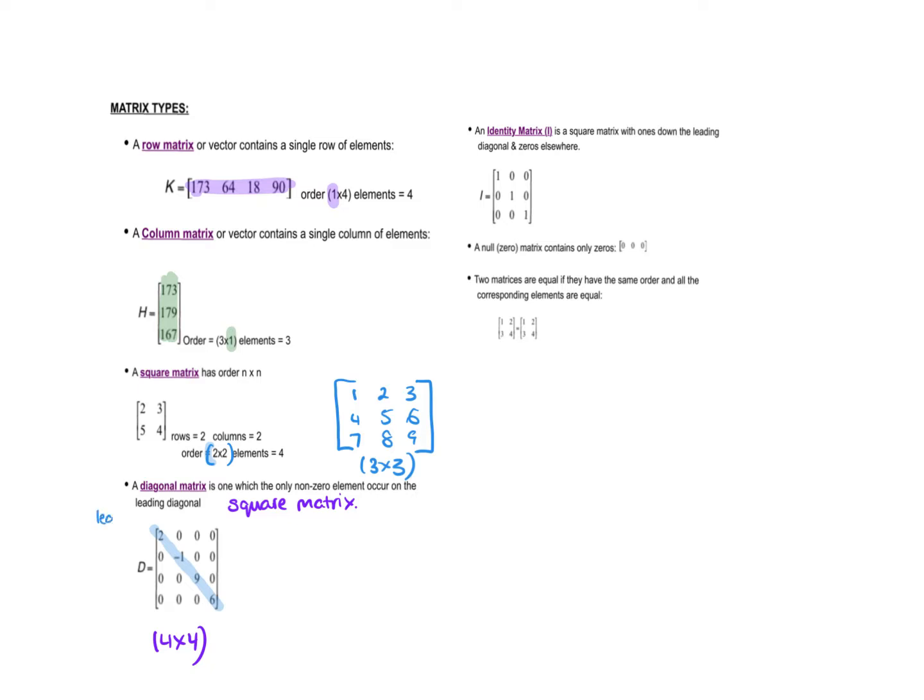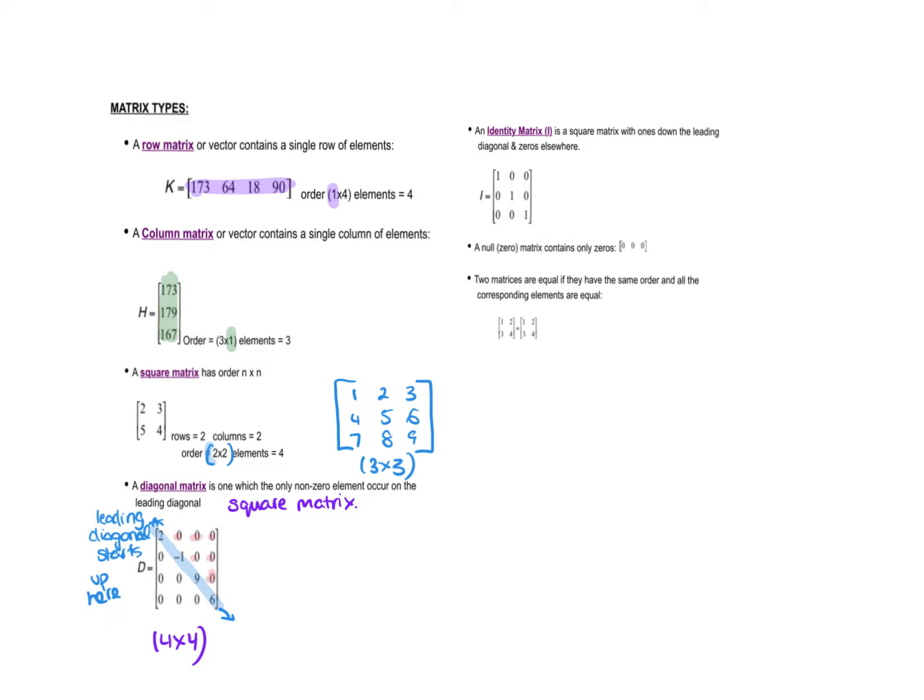Now the leading diagonal must start up here in the left-hand corner. So let's write that in. It starts up here and then goes down to there. Okay, and you can see there's zeros everywhere else.